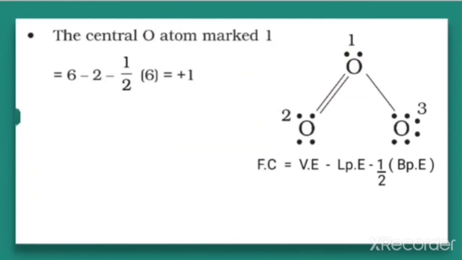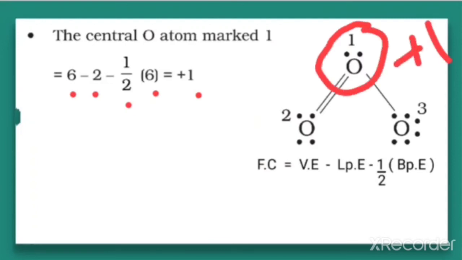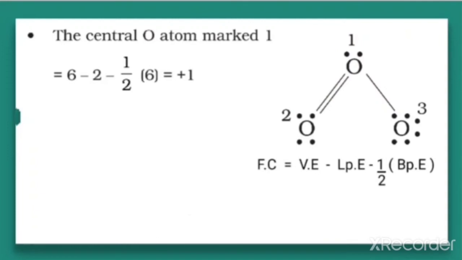When you solve this one, that is 6 minus 2 minus half into 6 equal to plus 1. So that is plus 1, the formal charge on this oxygen atom. That is the first oxygen atom. The formal charge is plus 1.